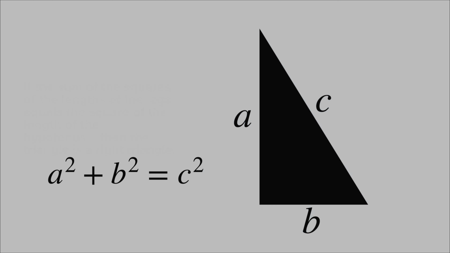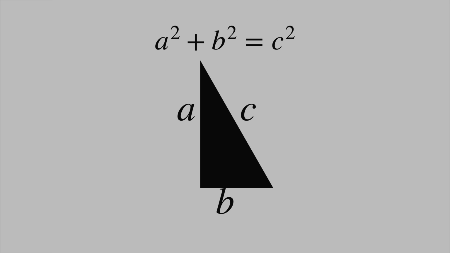So that's our first thing that we're going to know. So if a squared plus b squared equals c squared, then we know it's right whether or not we see the little box.